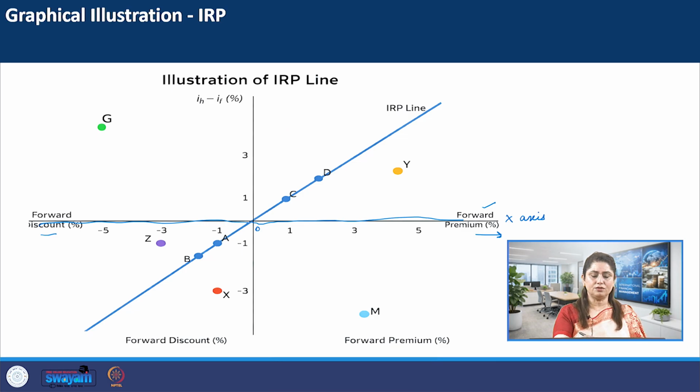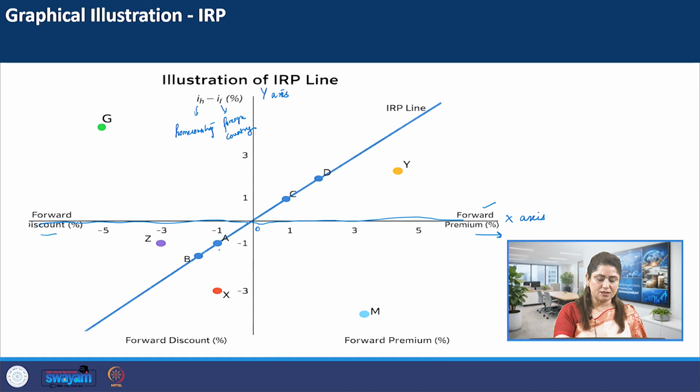Similarly, if we talk about the y-axis, we have the interest rate differential. Now, the interest rate differential here is IH minus IF, where IH is the domestic interest rate, that means the interest rate of the home country, and IF is the interest rate of the foreign country. Now, we are going to discuss the various points that are in the graph.